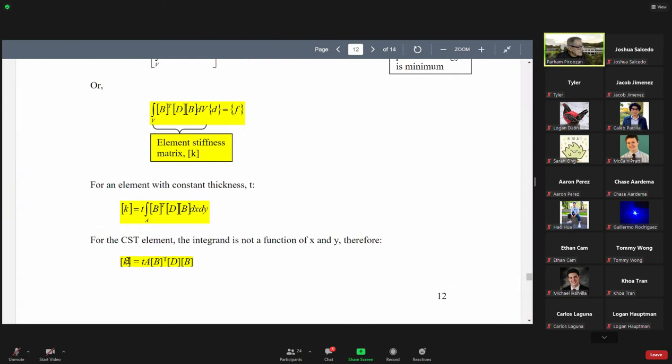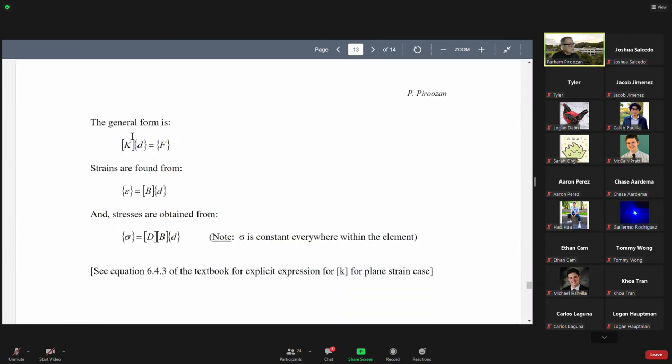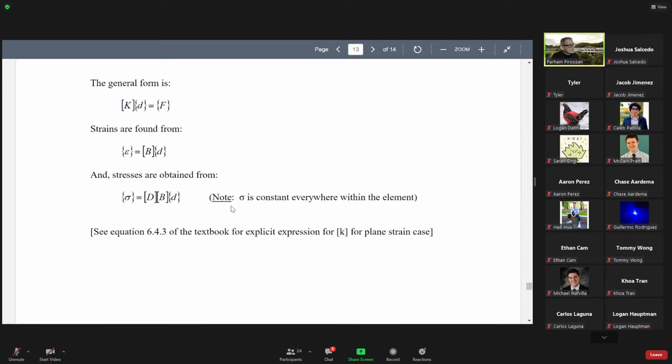This is the element stiffness matrix K. Very important formula. That's what we wanted to find. K is t A B transpose dB. This is the B matrix, material matrix, and this is B. This is the element stiffness matrix. And the global formula, remember, KD is equal to F, capital K. This is global. For all of the elements, we put them together. This is the global, and this is the general formula. Epsilon is BD, and sigma is DBD.